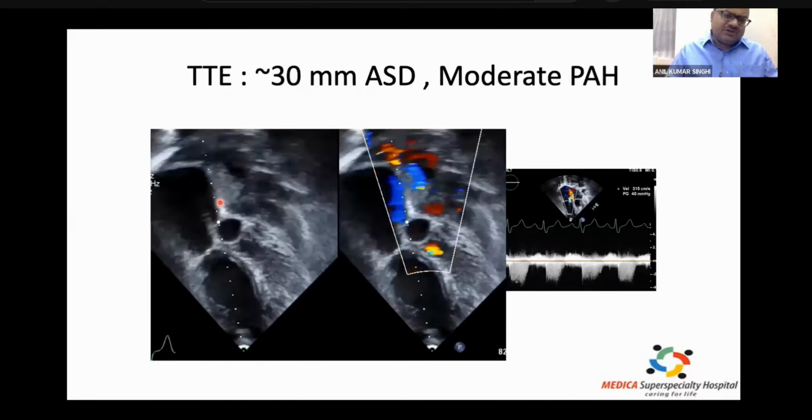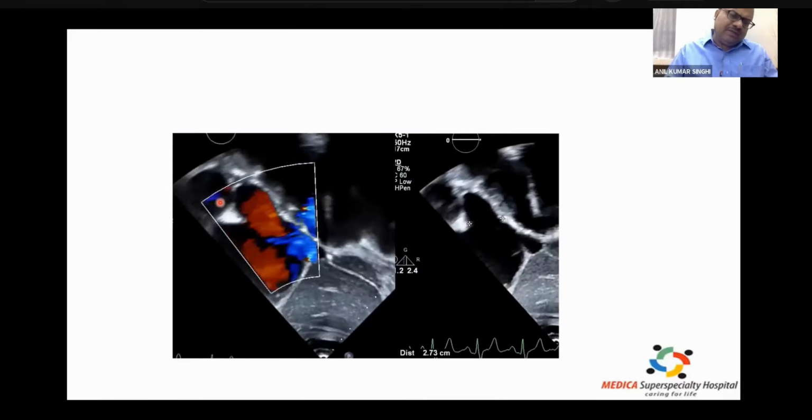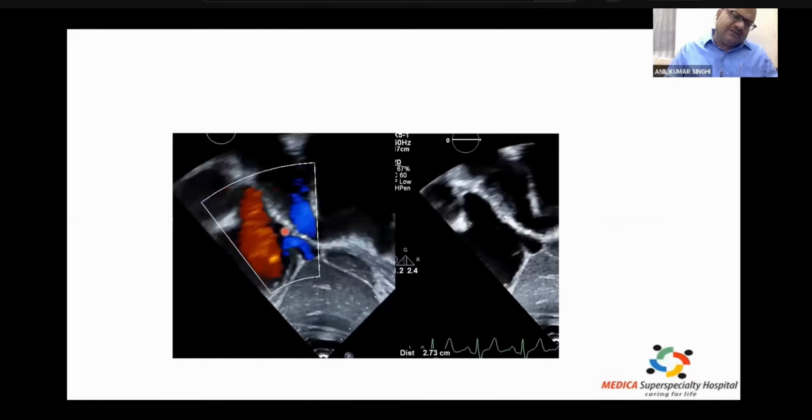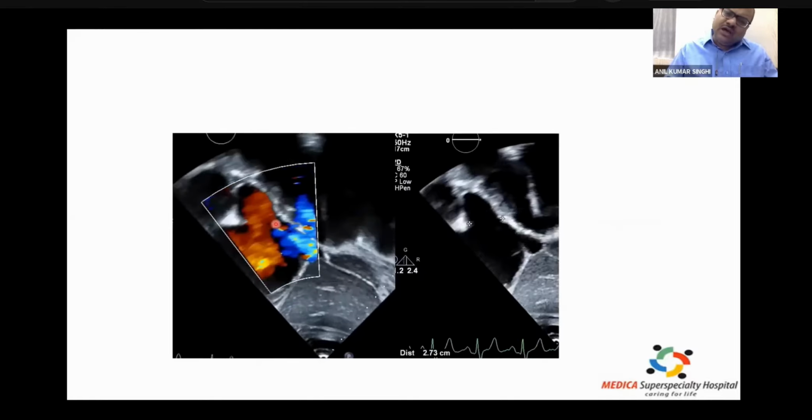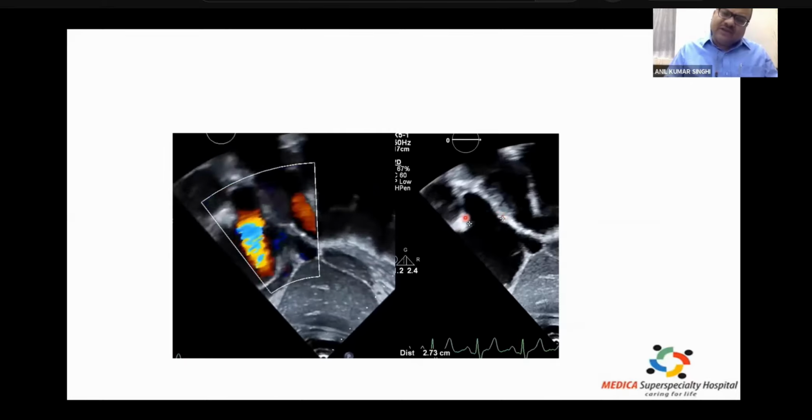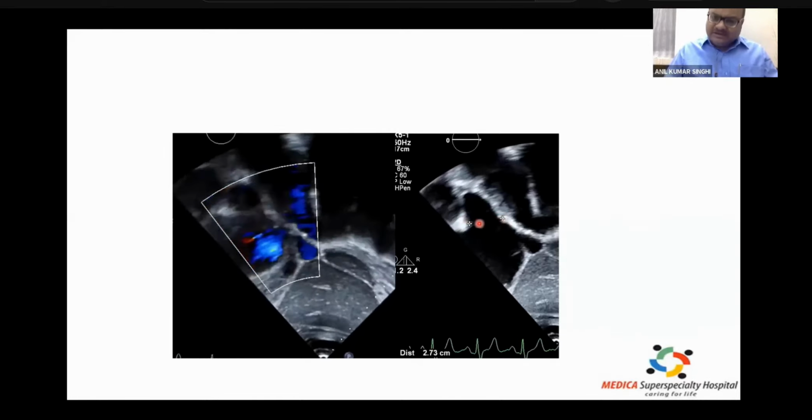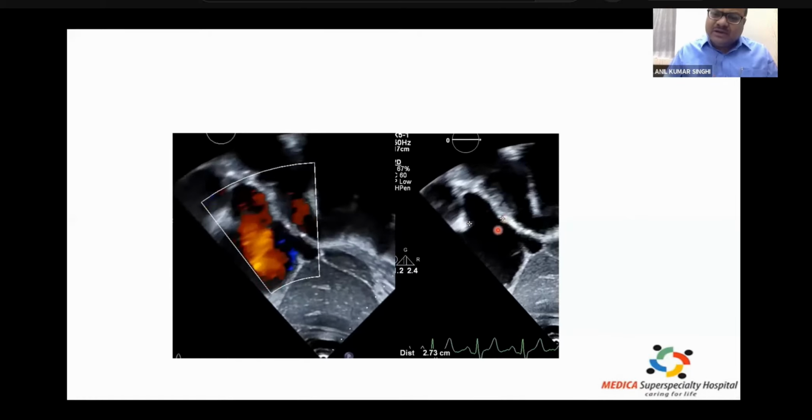In the subcostal view, we can appreciate this is the IVC, this is the SVC, and it is a huge hole. And here I was not very sure that the IVC rim is very good. It was looking a little more risky whether we should attempt, because here I was not able to get a nice inferior rim.